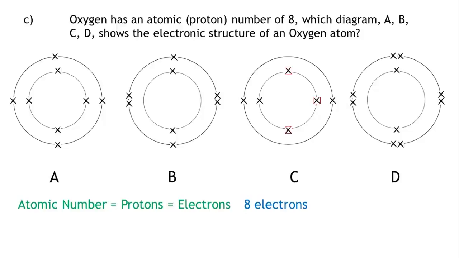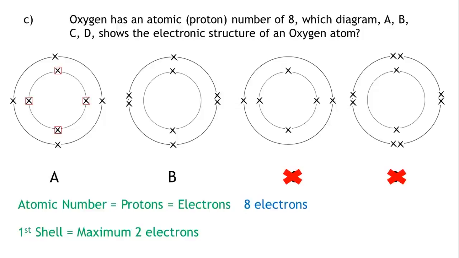We can therefore eliminate diagram C as it only has 6 electrons. We can also eliminate diagram D as it has 10 electrons. What else do we know? We know that the first shell of an atom can only hold a maximum of 2 electrons. This means we can eliminate diagram A because it has 4 electrons in its first shell. Therefore, diagram B shows the correct electronic structure of an oxygen atom. It has 2 electrons in the first shell and 6 electrons in the second shell, making up 8 electrons.